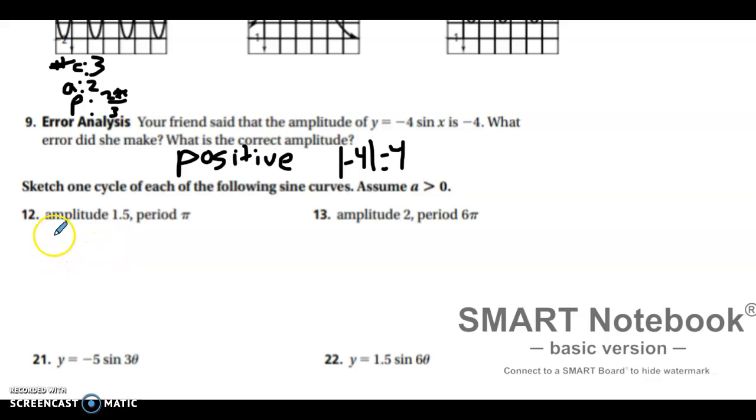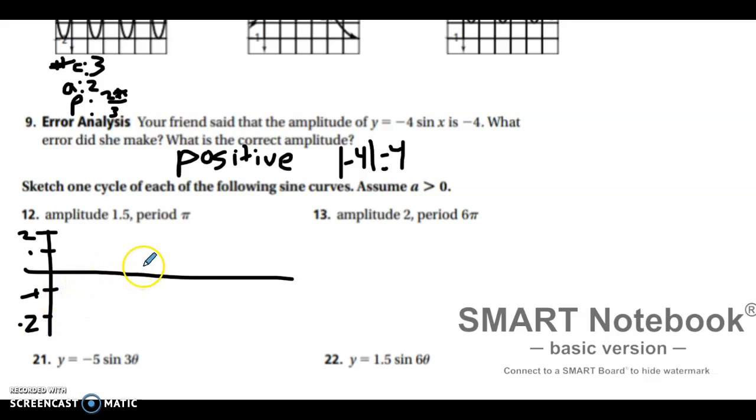Sketch one cycle of each of these. So here we have an amplitude of 1.5. So I'm going to say that's 1, that's 2. So it's going to go halfway in between there. There's -1 and -2. So it's going to go halfway underneath. One complete period is at pi. So it's going to have 2 complete periods at 2 pi. And this is sine, so we start at 0. It goes up to 1.5, down to -1.5, back up to pi, up to 1.5, down to -1.5, back up to 2 pi.